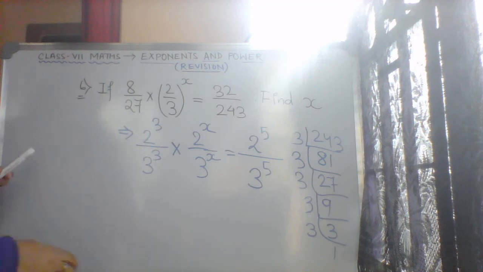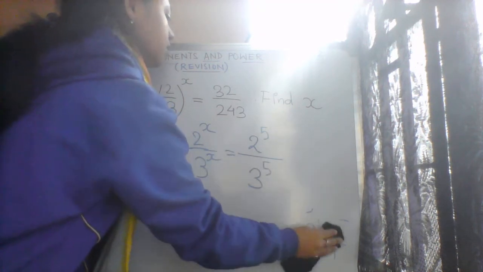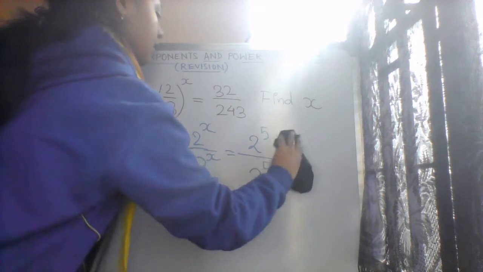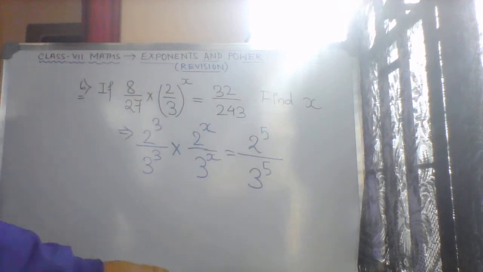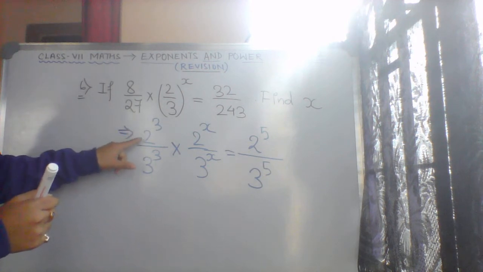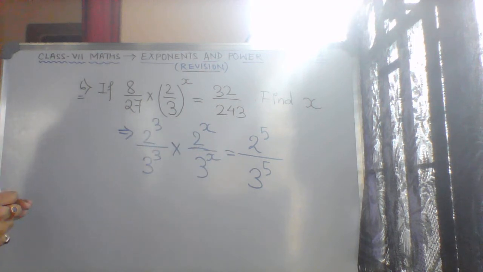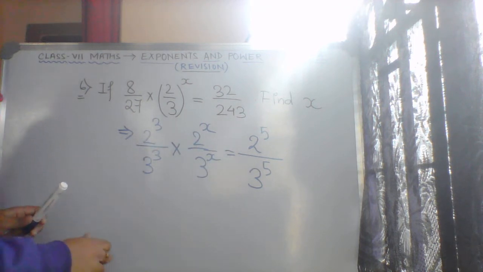Okay, so in this way we have converted all numbers into exponent power form. Now what to do? You are seeing here all are in this form only: 2 by 3, 2 by 3, 2 by 3. Something you are getting a hint from there.